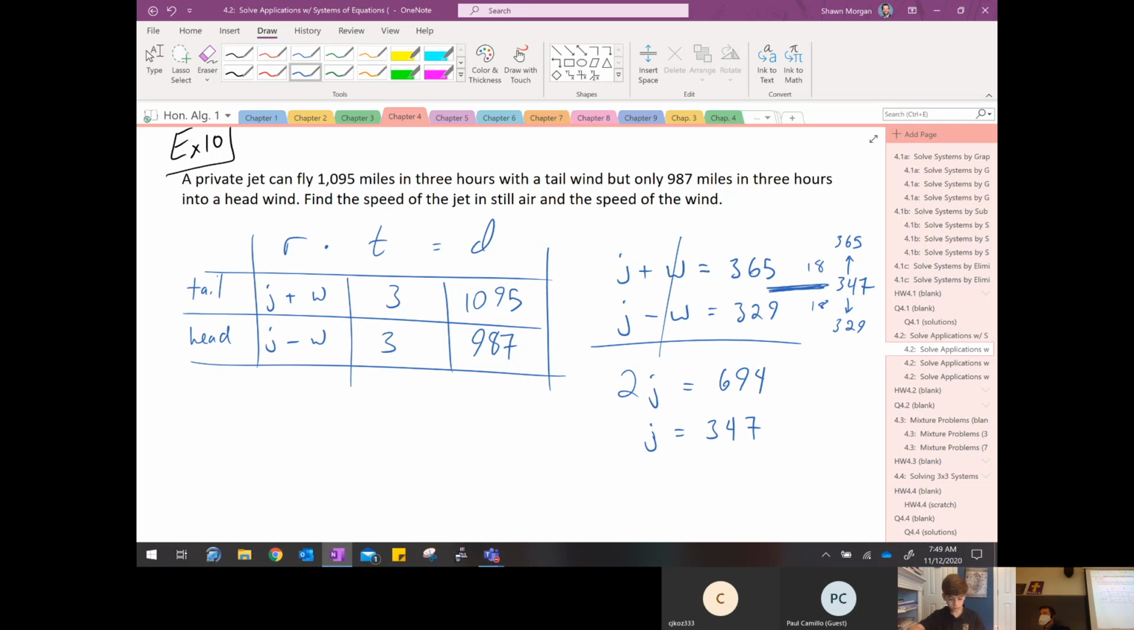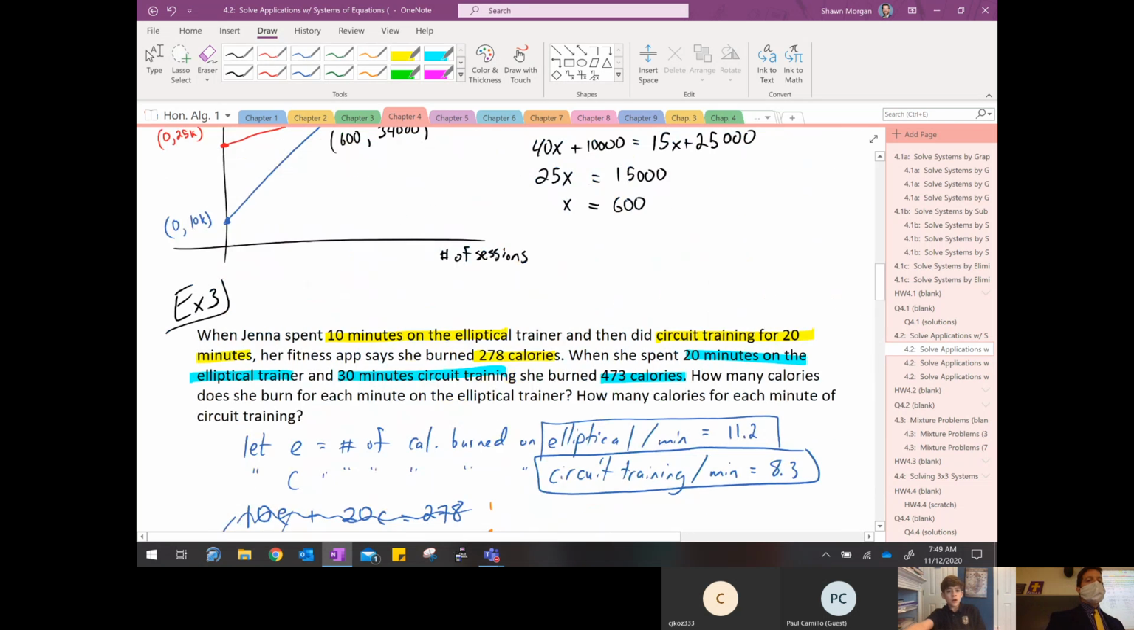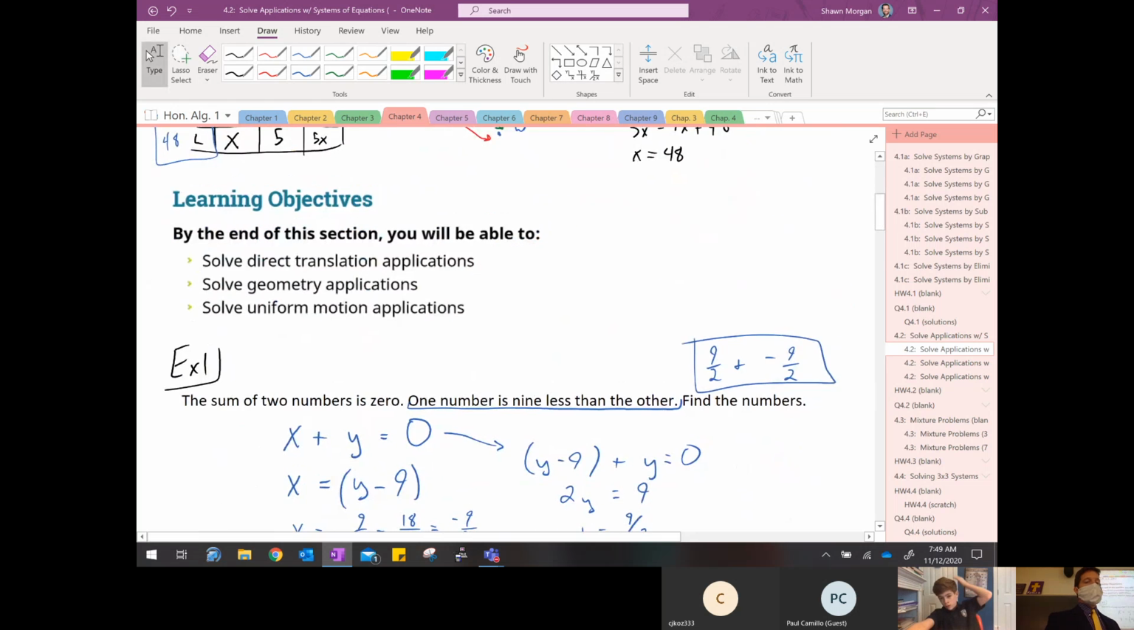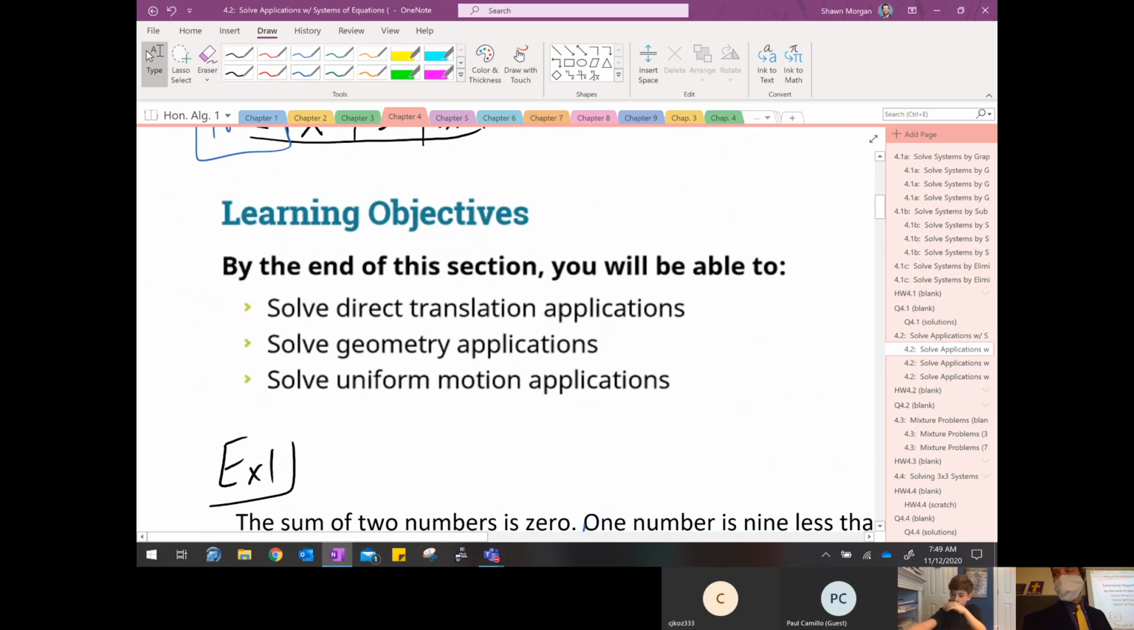Now, those examples that we just looked at over the last 3 lessons all fit into one of 3 categories: either direct translation, where you're just reading the English and turning it into math; a geometry problem, like we talked about with our triangles; or uniform motion. In our next lesson, we're going to get into what are called mixture problems. We're going to revisit the notion of mixture problems through the lens of 2 variables and 2 equations.